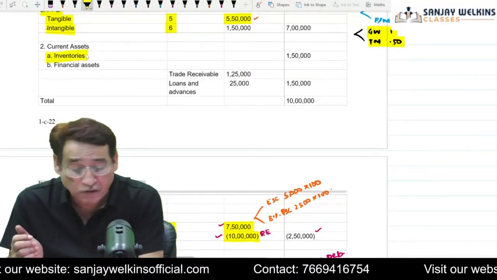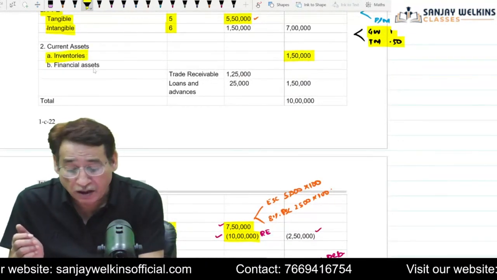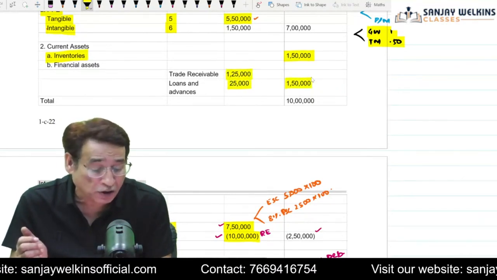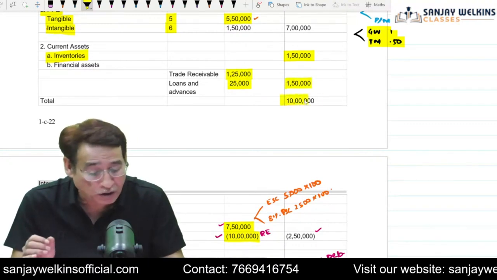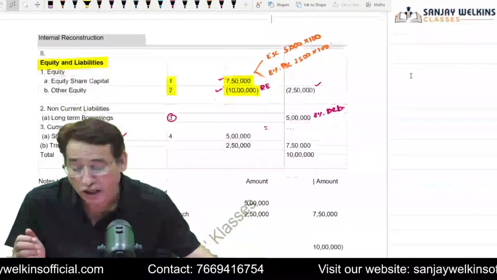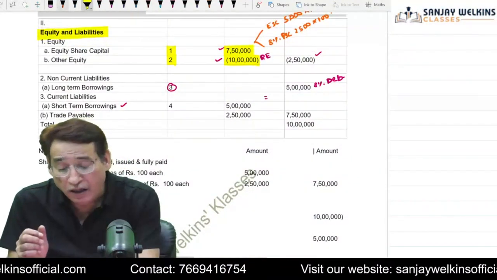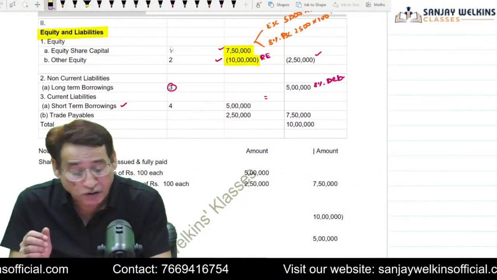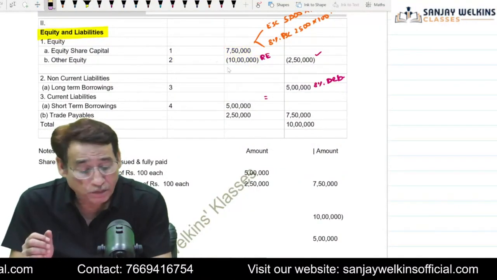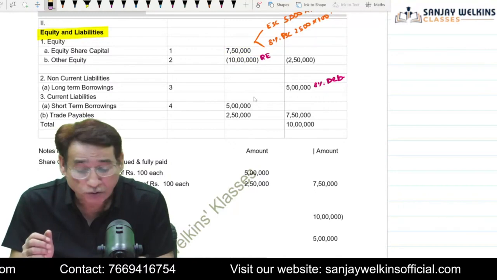Under current assets, we have inventories. Then under financial assets, we have trade receivables and loans and advances. Their total is also given in the outer column. This is the total of your asset side. Now coming over to the liability side, just wait, actually, before I proceed. Let me rub them out.